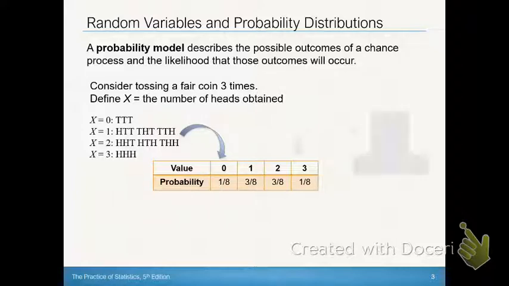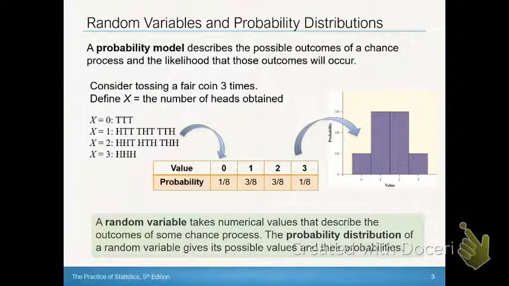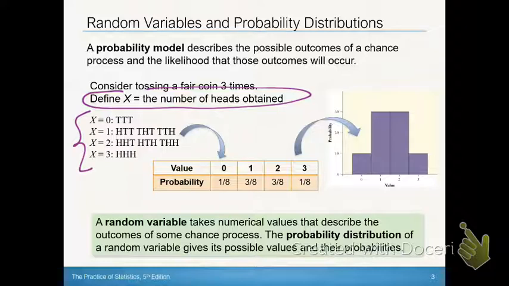If I then take that and turn it into a histogram, I get this distribution, and you can see how this relates, where here I have the chance of getting 0 heads is 1 out of 8, and that corresponds to this bar for 0 heads, and it goes up to 1/8. Now the random variable, that is the x. So in this case, the x is the number of heads that I get when I flip the coin 3 times. And the probability distribution again is the graph, and the probability model again is the table.